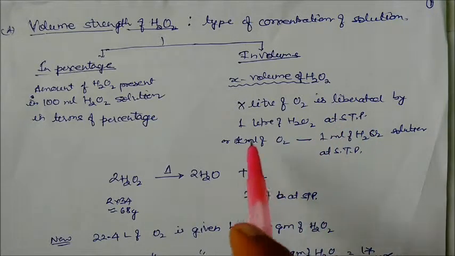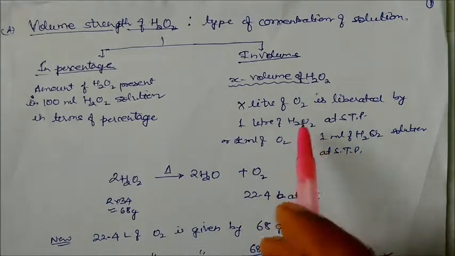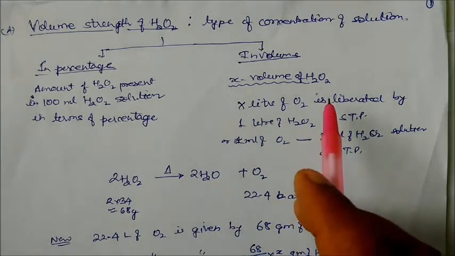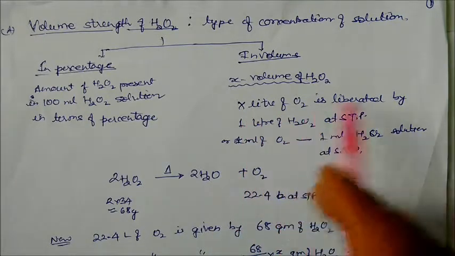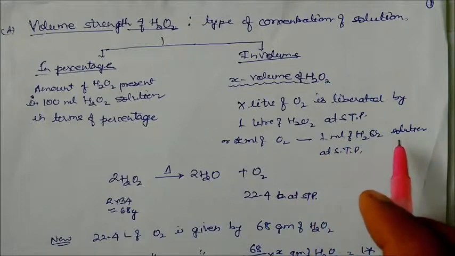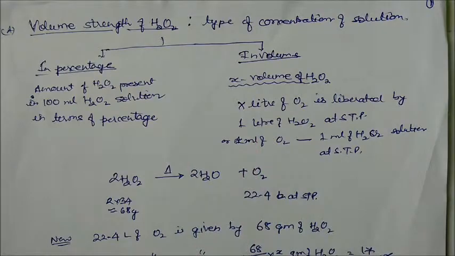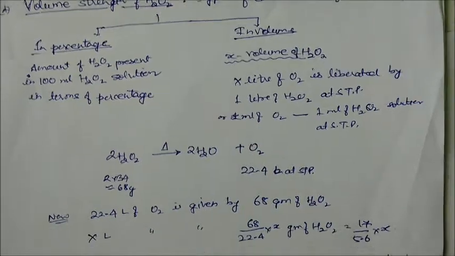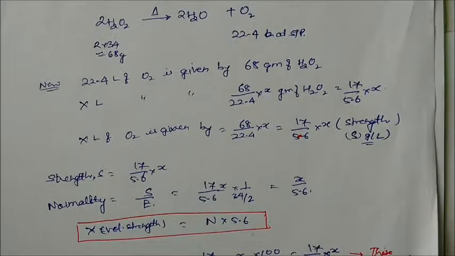Means if you take 1 liter of hydrogen peroxide, it will give you X liter of oxygen. If you take 1 ml of H2O2, it will give you X ml of oxygen. So 1 ml of H2O2 solution gives X ml of oxygen at STP. This is basically the meaning of X volume. Let us see the significance of this volume.